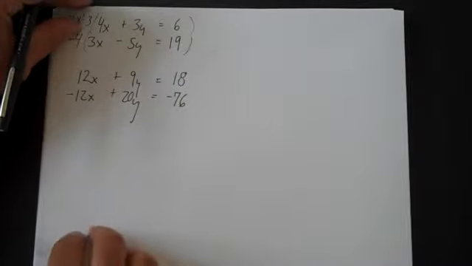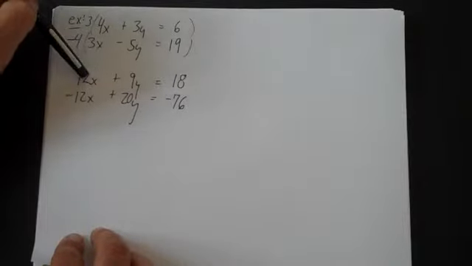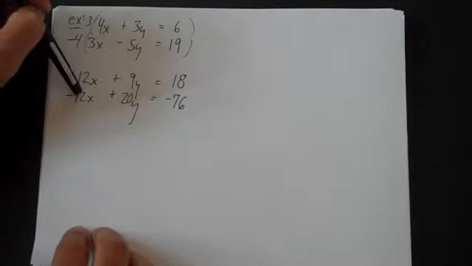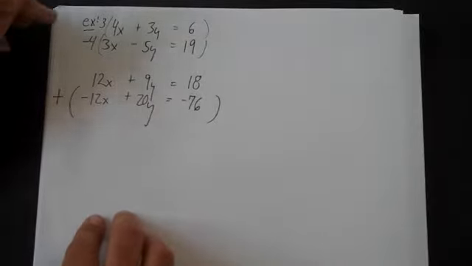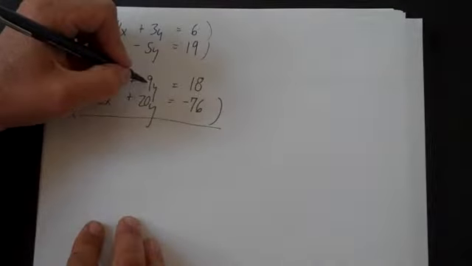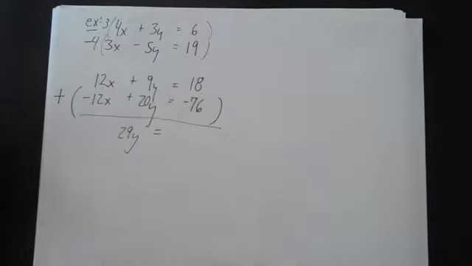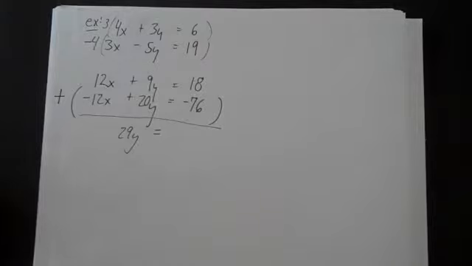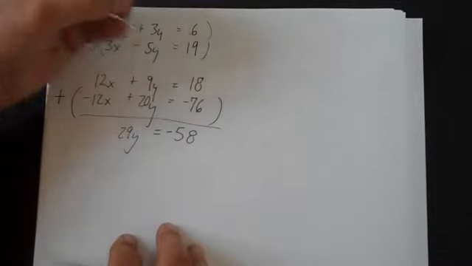Now what we're going to do is either add or subtract, whatever makes a variable disappear. Now if we added, 12x and minus 12x is going to be 0x, so that's going to work. I'm going to make a big plus sign out here, so I remember that I'm going to add everything. 12 minus 12 is 0. 9 plus 20 is 29y. And 18 minus 76, let's do that on a calculator really quickly. That's going to be 58, and since you're adding, it's going to be a minus 58.